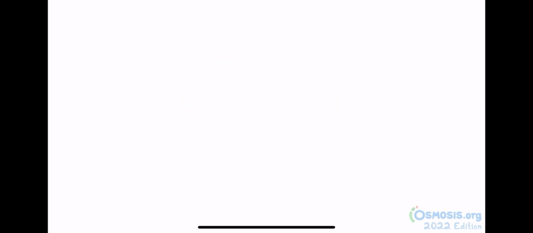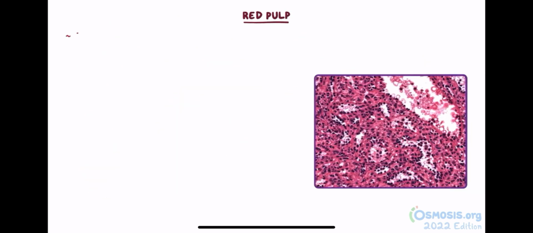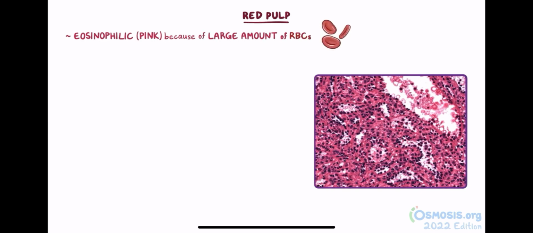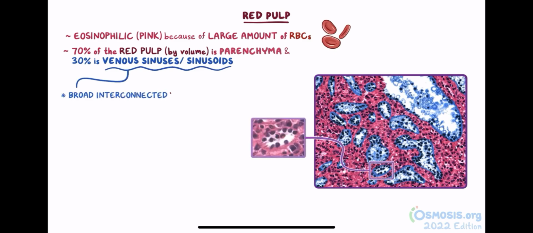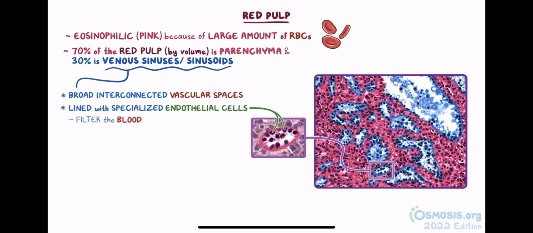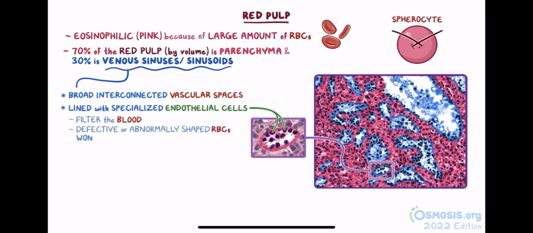Alright, now let's focus on the red pulp, which appears noticeably more eosinophilic, or pink, because of the large amount of red blood cells present. About 70% of the red pulp by volume is composed of the parenchyma, and about 30% consists of the venous sinuses, or sinusoids. The venous sinuses are broad interconnected vascular spaces that are lined with specialized endothelial cells that filter the blood. Defective or abnormally shaped RBCs, such as spherocytes, won't be able to pass between the endothelial cells, and they'll eventually be removed by nearby macrophages.